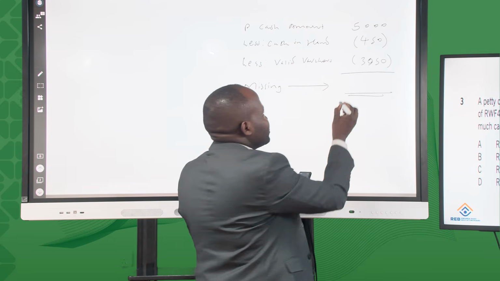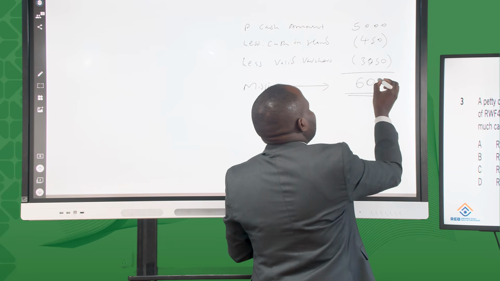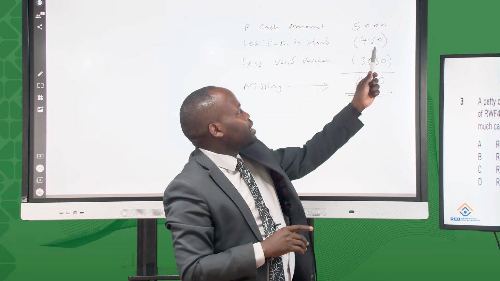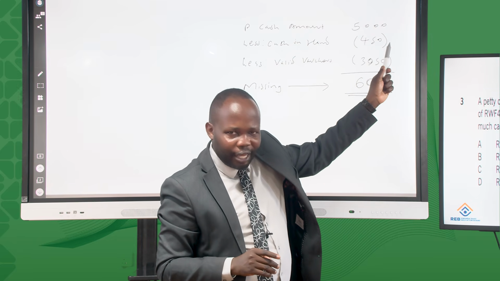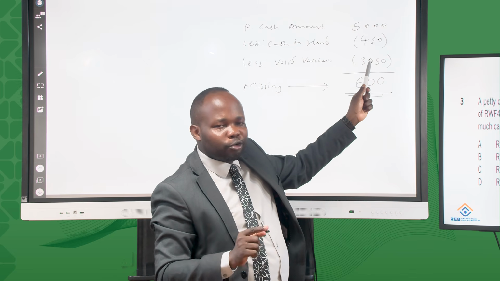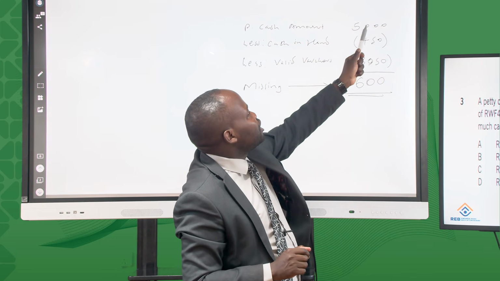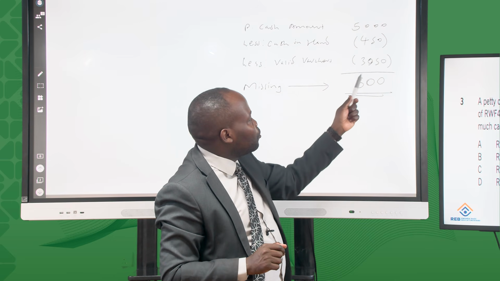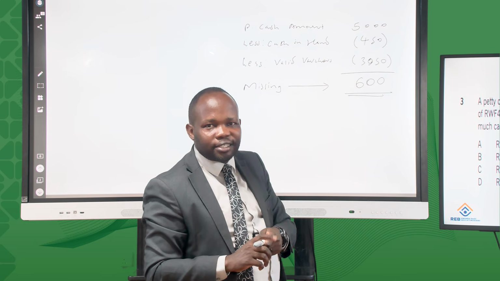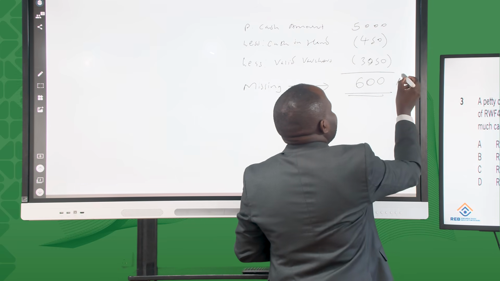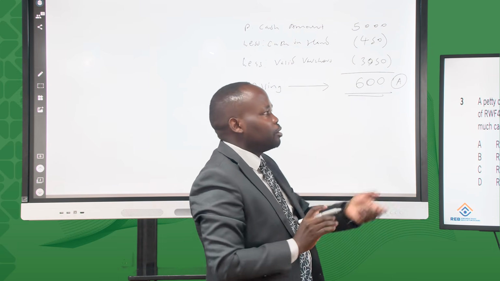So that gives us 600 that has not been accounted for. Because at the end of the day, the cash you are remaining with plus what has been spent through supporting documents should be equal to the petty cash amount. If it is not equal, there is some amount that is missing. So our correct answer is A. That is the amount that is missing.